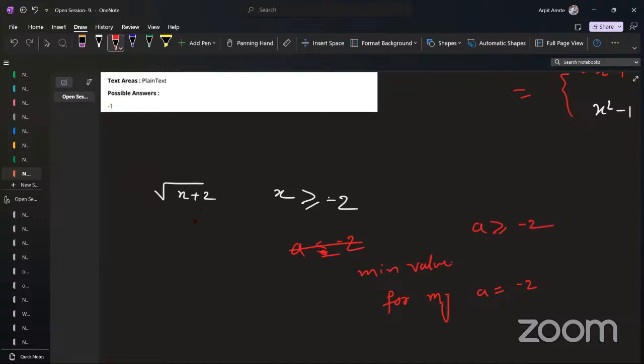Now, one more thing you can observe. If I take a equals minus 2, then for all x greater than or equal to minus 2, this function is one-to-one, right?